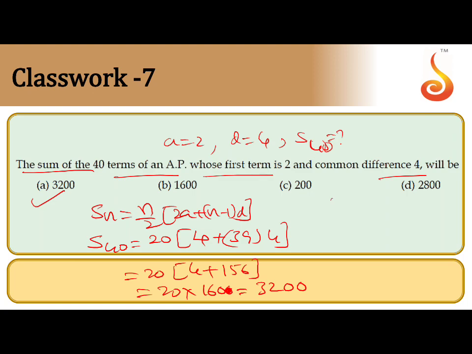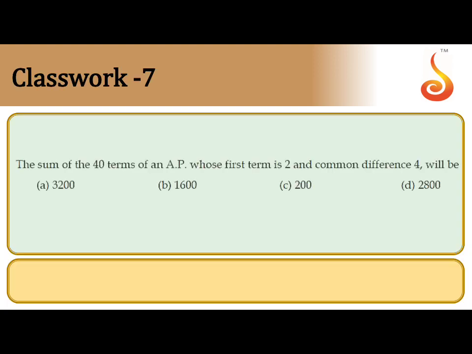Clear now? Here the n value 40 means 40 by 2, 20. I did it directly. So sometimes they may ask simple types of questions also. So the option is 3200.